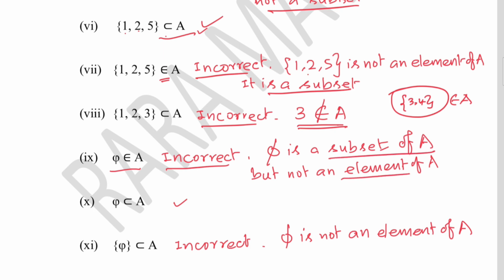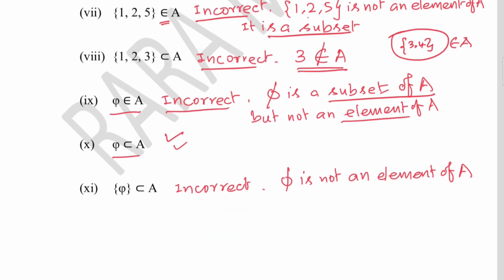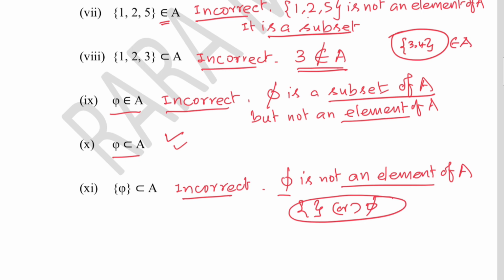And empty set is a subset of A. That's correct. And the singleton set phi is a subset of A. It's incorrect because phi is not an element of A. This is the symbol for the empty set. So for the empty set, either you write 2 braces without any element, or simply write phi. So this is what the empty set is. But when you write something within the brackets, it means it's an element. So phi is not an element of A.